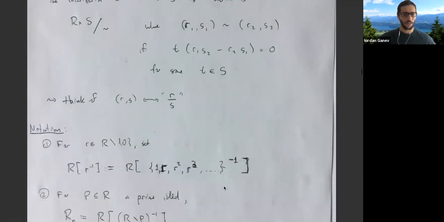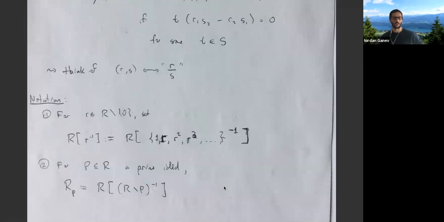And some examples of this localization procedure. If we have a non-zero element r in the ring, then we can localize at that element, which means we just take the multiplicative set generated by that element: 1, r, r squared, r cubed, and so forth, and localize at that multiplicative set. That amounts to saying that r is invertible, so we have an inverse for r. And also, if we have a prime ideal P in R, then the complement R minus P is a multiplicative set, which follows from the primality of P. And we can invert at that multiplicative set, and that's the localization of R at P.